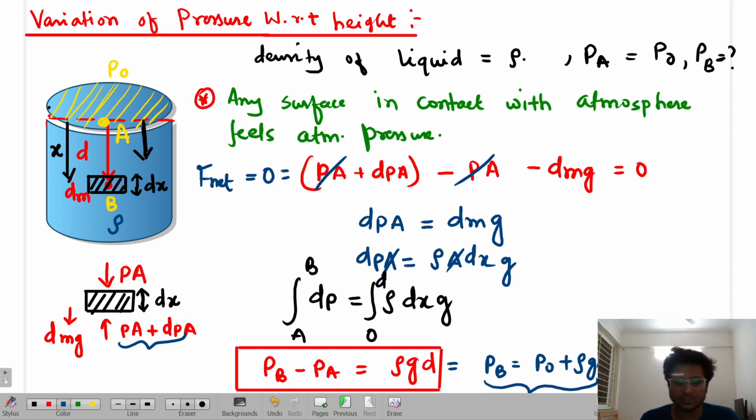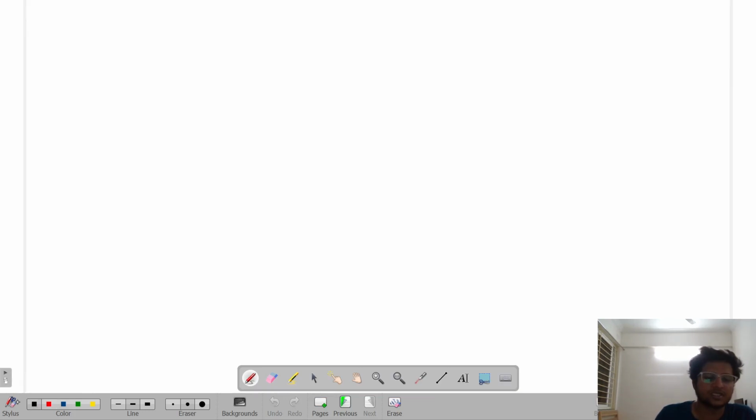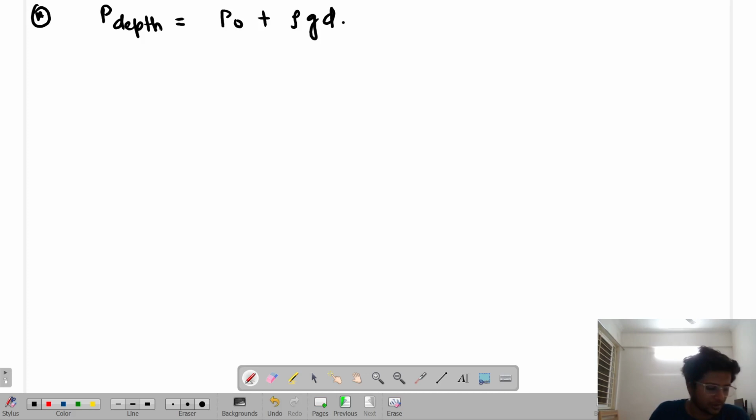So that means you see that when I talk about this variation of pressure, so try to see pressure at any depth is equal to P naught plus rho g d. Are you able to get me or not?